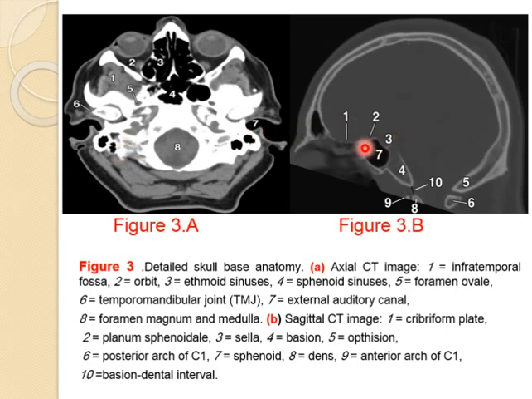In the sagittal image, we see the cribriform plate, planum sphenoidale, separated from the intracranial part, the sella turcica, the basion, opisthion, sphenoid sinus, and the anterior arch of the C1 vertebra.